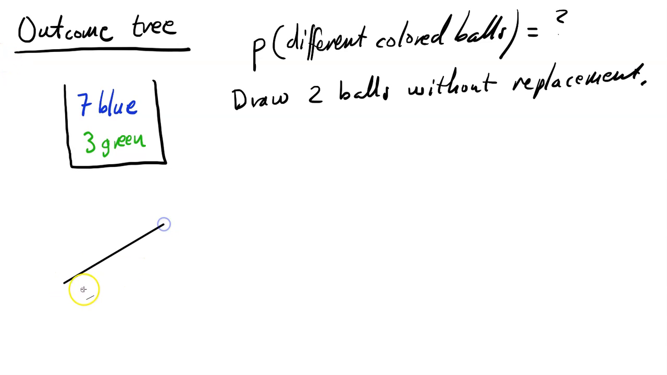For the first ball, we have 2 possibilities. Either the first ball is blue or it is green. So the first ball is blue or it is green. Let's say that we drew a blue ball on the first one. Then when we draw the second ball, we also have 2 possibilities. It can be blue or it can be green.